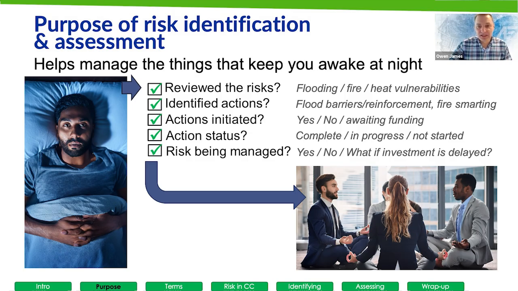So if our community is flooded out, have we reviewed the risks? Have we reviewed the flooding, the fire, the heat vulnerabilities? What if there's a wildfire near my house? What if it gets too hot in the summer? What if we don't produce enough food?